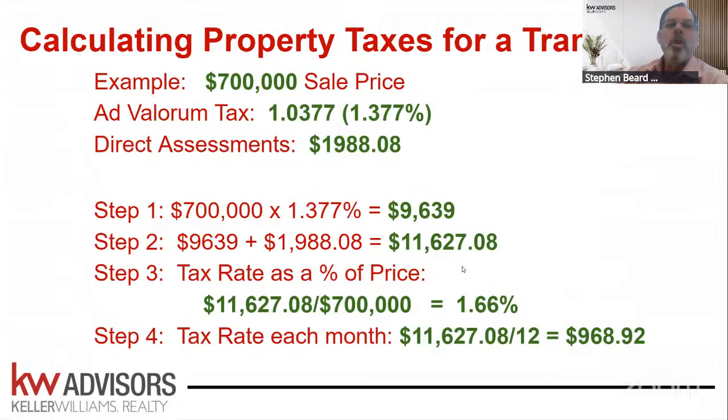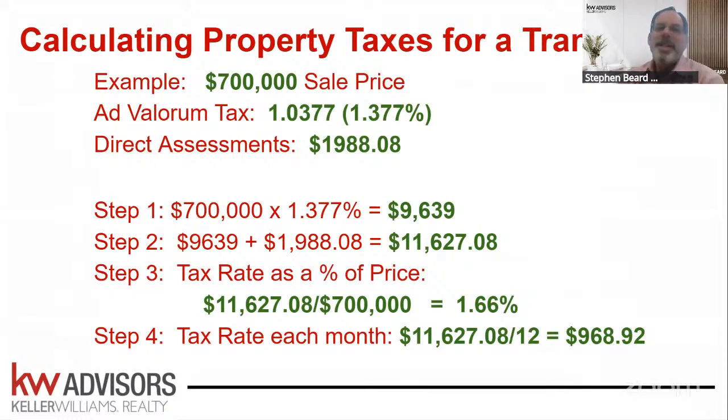All right, so we're now going to do some math, I'm sorry. What you see on your screens is a $700,000 sale price. The green numbers are the calculations. Let's look at an example, right? $700,000. If the ad valorem tax is 1.377%, and the direct assessments are $1,988.08 from the previous page.